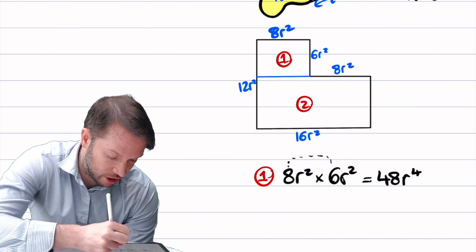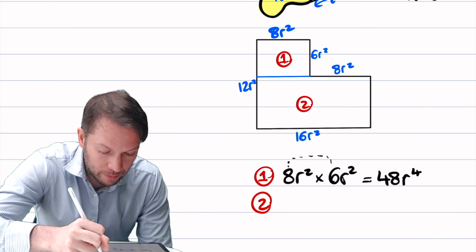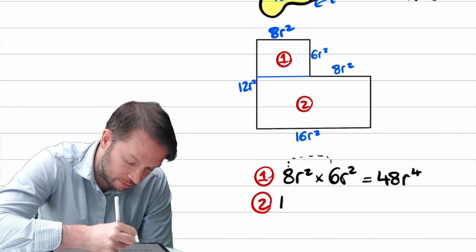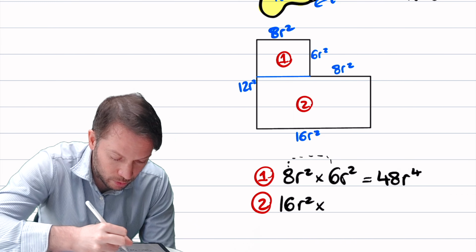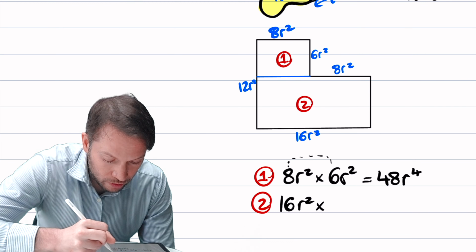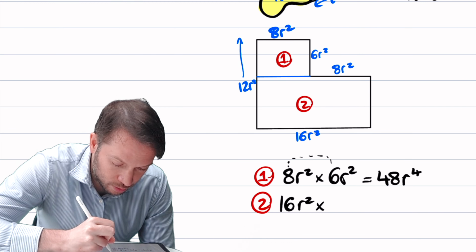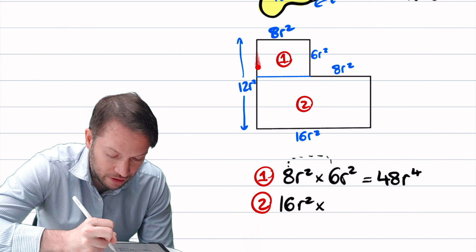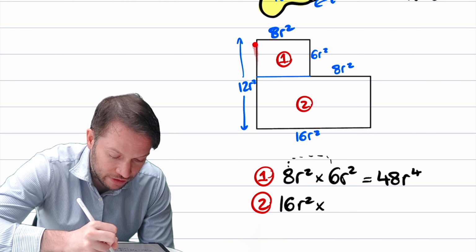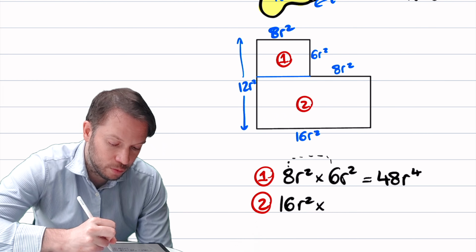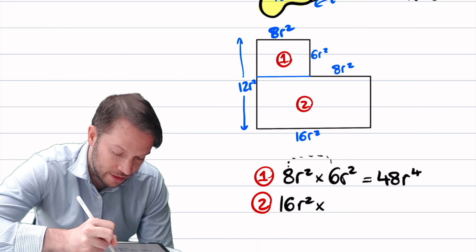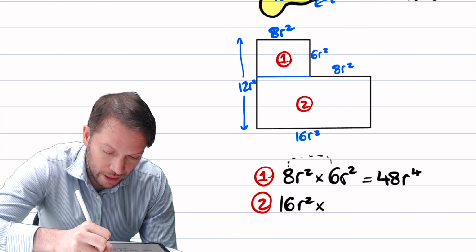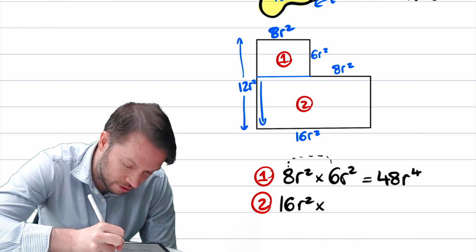What about rectangle 2? This time we've got the length, which is 16r squared, and we need to times it by the height of this rectangle. Now, we know that the total height is 12r squared, and we also know that this here is 6r squared. So if we do 12r squared and cut out the 6r squared, we're left with 6 lots of r squared, because 12 minus 6 is 6. So that length here is 6r squared.